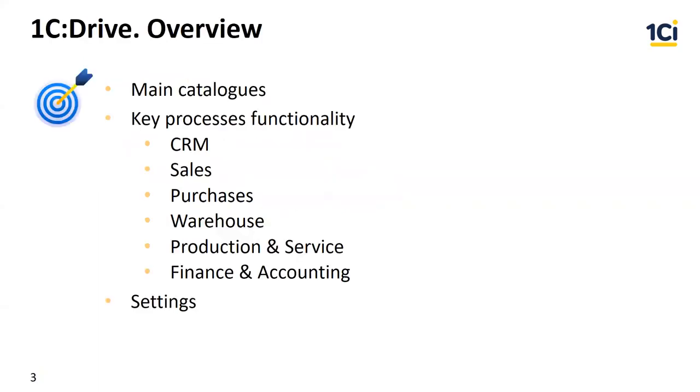Hi, everyone. Today we'll give you an overview of the functionality that OneC Drive offers small and medium-sized businesses to help them manage and control their key processes. We'll start with the main catalogs, and then we'll go through key process functionality. We'll see CRM, sales, purchases, warehouse, production and service, finance and accounting. And we'll wrap up our discussions with applicable settings that let you customize your OneC Drive working environment.